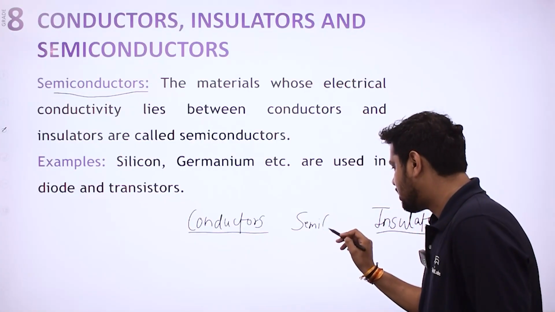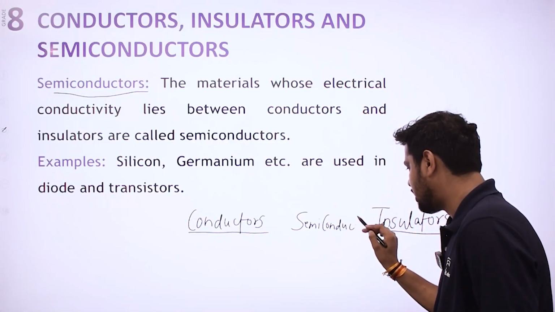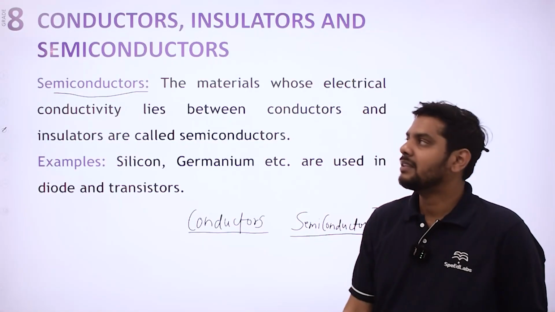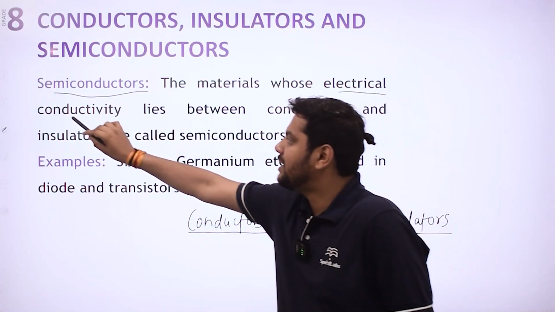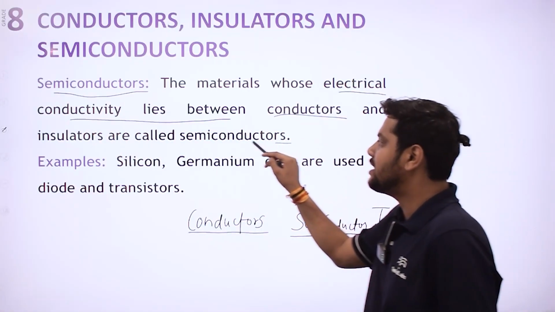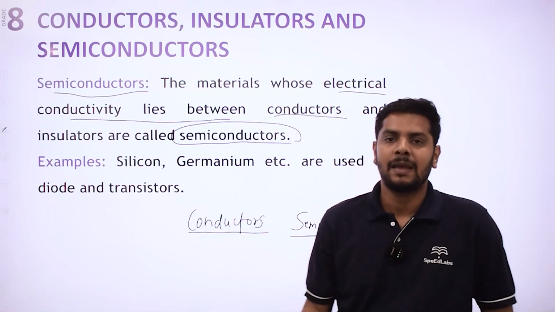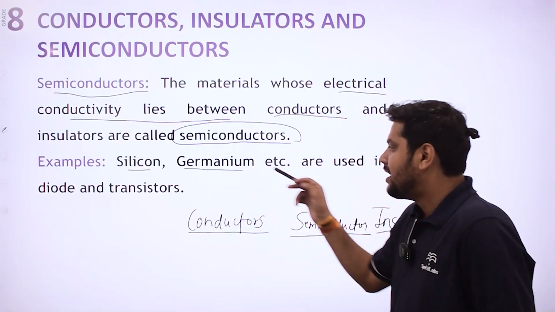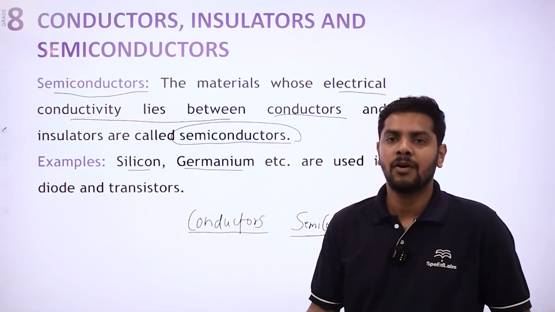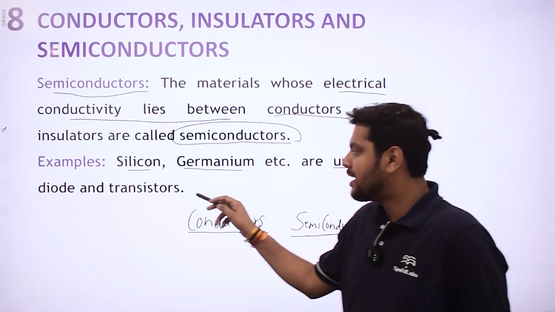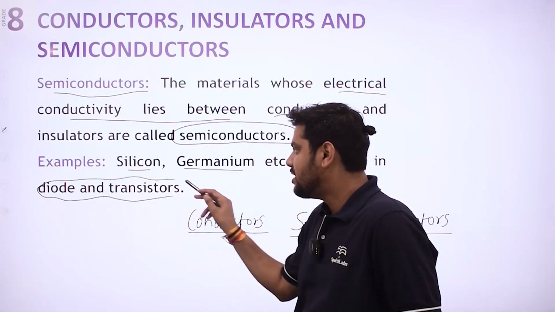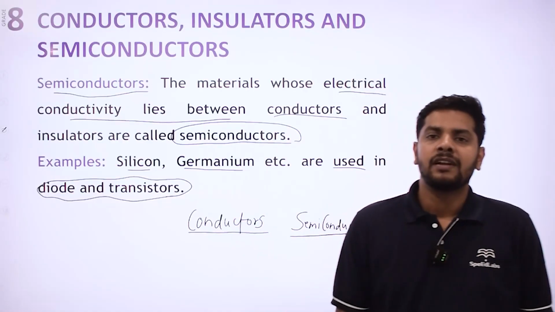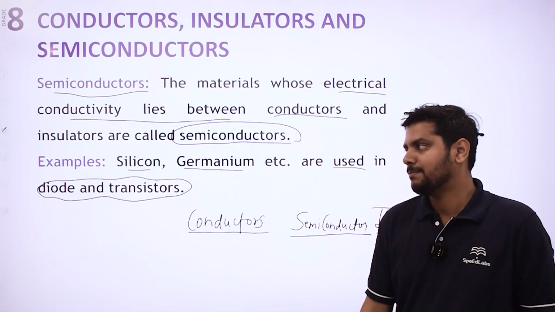Because of that, semiconductors are placed in between conductors and insulators in the conductivity series. The materials whose electrical conductivity lies between conductors and insulators are known as semiconductors. Examples of semiconductors are silicon and germanium. These are used to make different types of diodes and transistors.